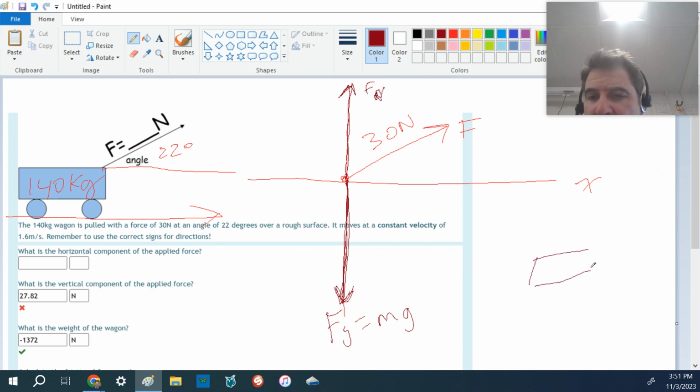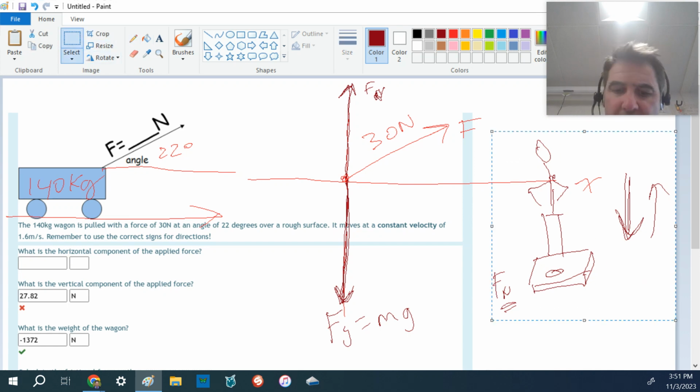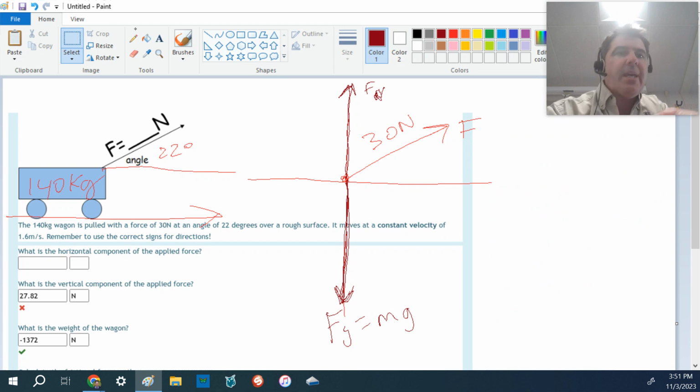So if I'm standing on a bathroom scale and I'm reading it, it says however many pounds. If I push down harder, maybe you push down on my shoulder or something, it's going to read higher. This actually is Fn. But if I lift up, it's going to change. And so what I'm trying to tell you is that Fn can change, but Fg can't. Fg is going to be mg. Fn can change, and I'll show you how Fn changes.